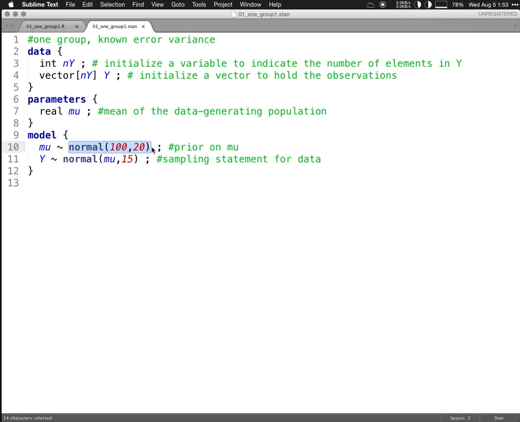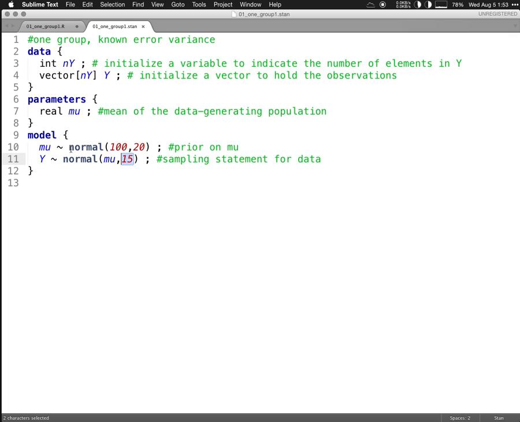We're just accepting that literature's value for the standard deviation. So that's why we're just putting in the 15. We're accepting that the body of literature has established that all populations have a standard deviation of 15, but we don't know what the true mean is of the population that we've sampled from.